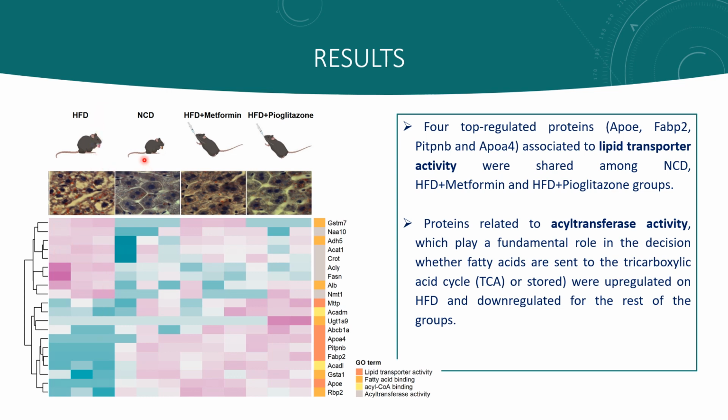Seeing the results from the liver histology, both metformin and pioglitazone improved liver steatosis compared to pre-diabetic animals.